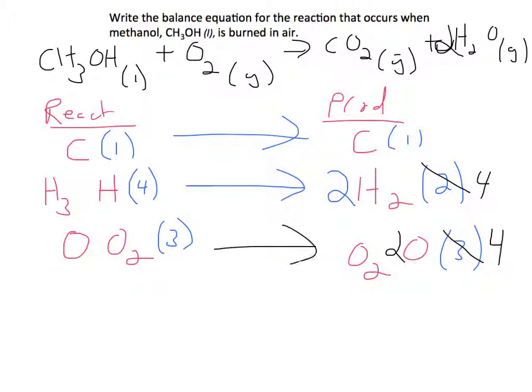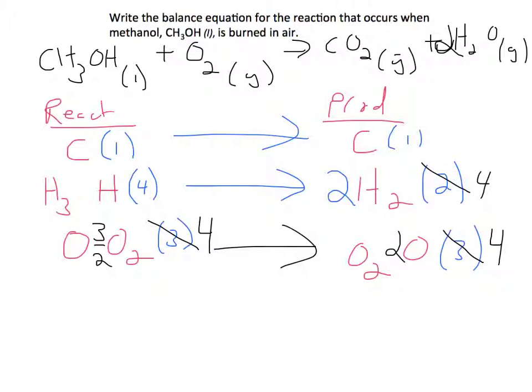And if we look at the oxygens, we need a total of 4 on this side. And so if we multiply the oxygen that's by itself, that's going to be the easiest one to change, because if we add a number in front of the other oxygen, we've changed the carbon and the hydrogens. So if we do 3 halves in front of this oxygen, that's going to give us a total of 3 oxygens here, plus 1 more gives us a total of 4, and that balances the equation.